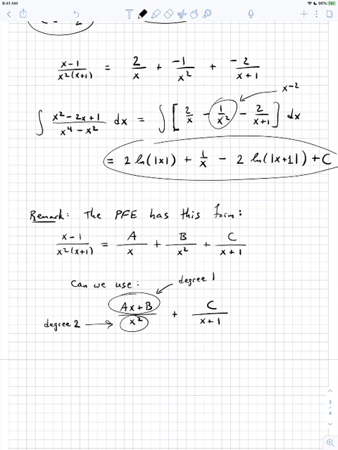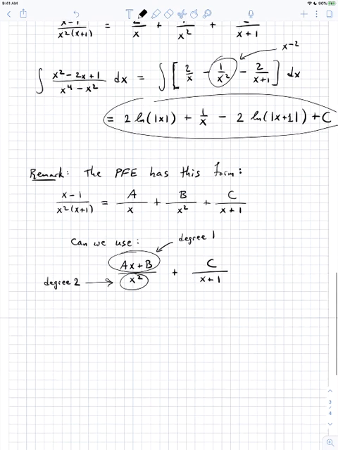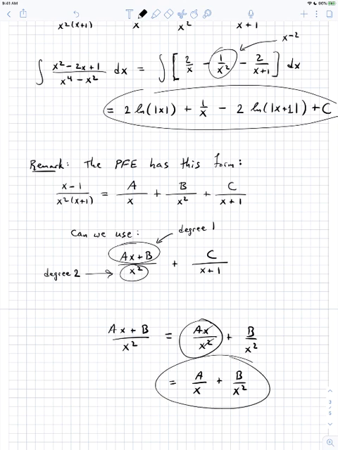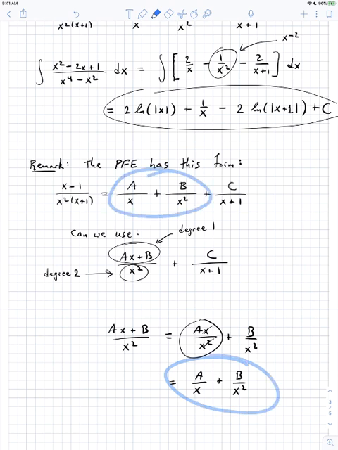So this is actually the same thing. Why is it the same thing? Because if you have ax plus b over x squared, that's the same thing as ax over x squared plus b over x squared. And here, that x will cancel with one of those. And what do you end up with? You end up with a over x plus b over x squared. And that is exactly what we had before. Let's put it in blue so it stands out. So you see it's actually the same thing if you treat the denominator like a degree 2 polynomial.